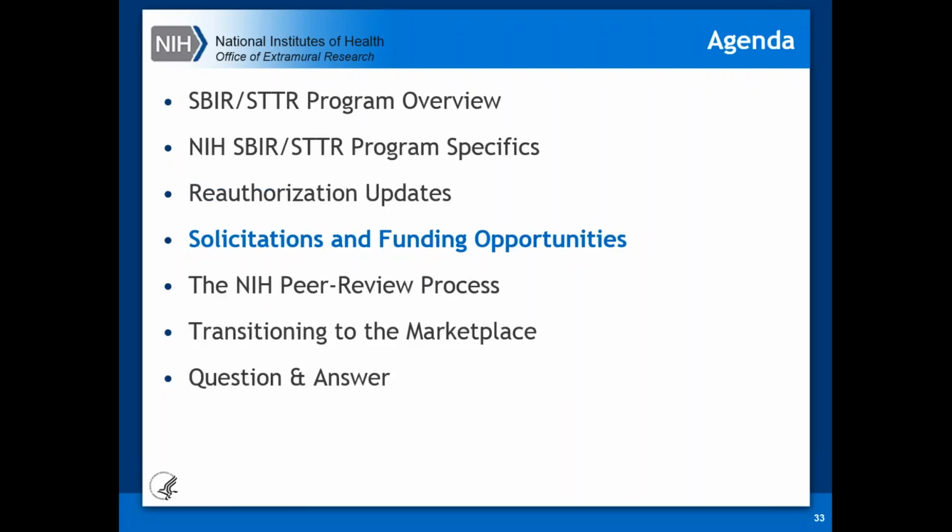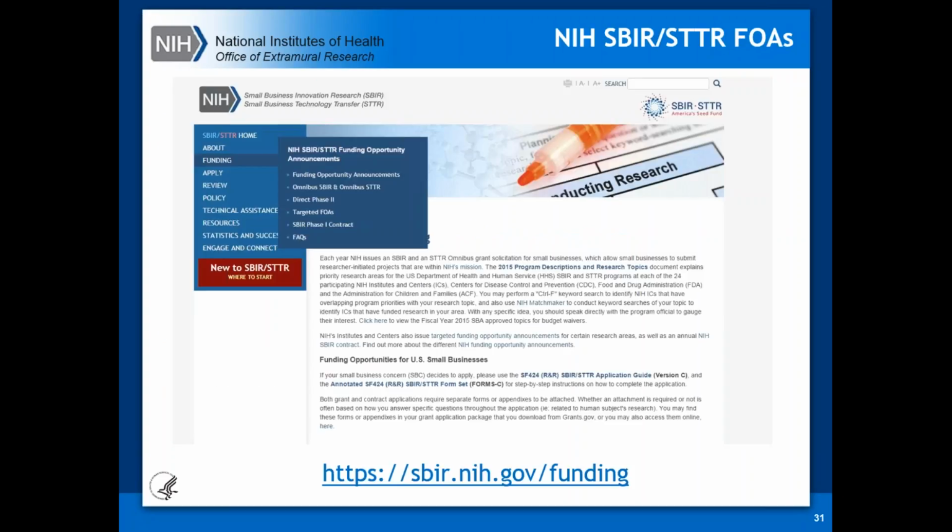So the next topic on the agenda is solicitations and funding opportunities. Basically, how to apply, how to find the types of research that the NIH would fund. What you should be aware of is that all applications must be submitted under a funding opportunity announcement. On our website at sbir.nih.gov/funding, this lists the various funding opportunity announcements a small business can apply to under the SBIR and STTR program.